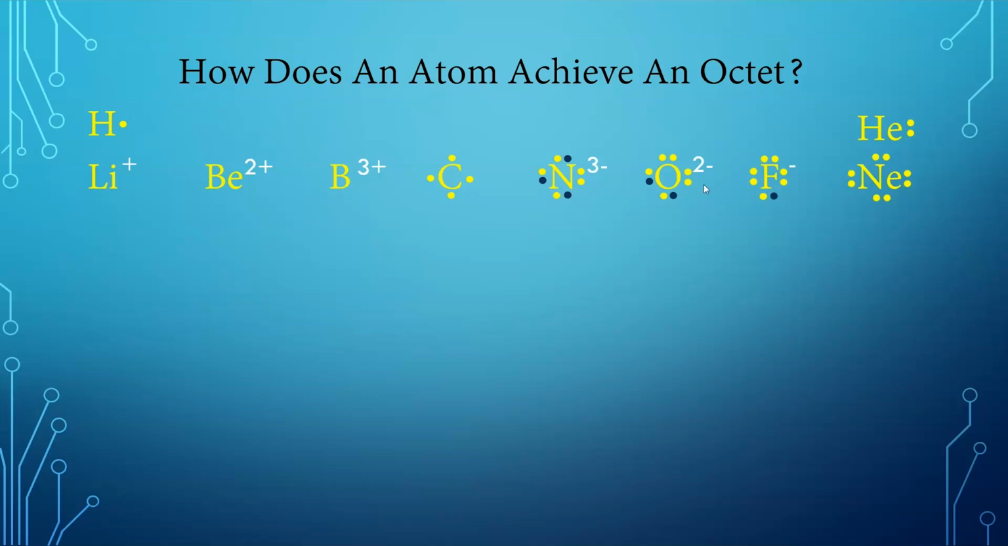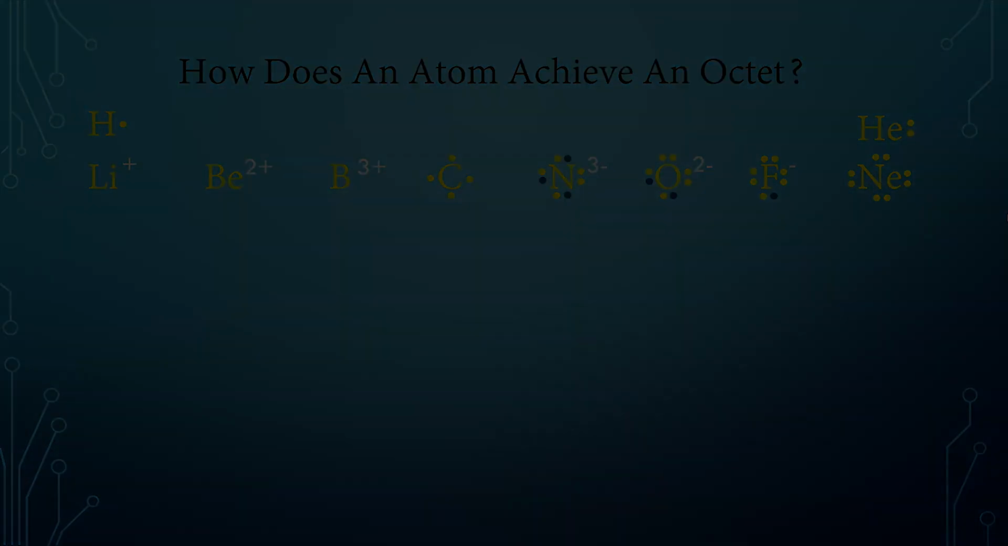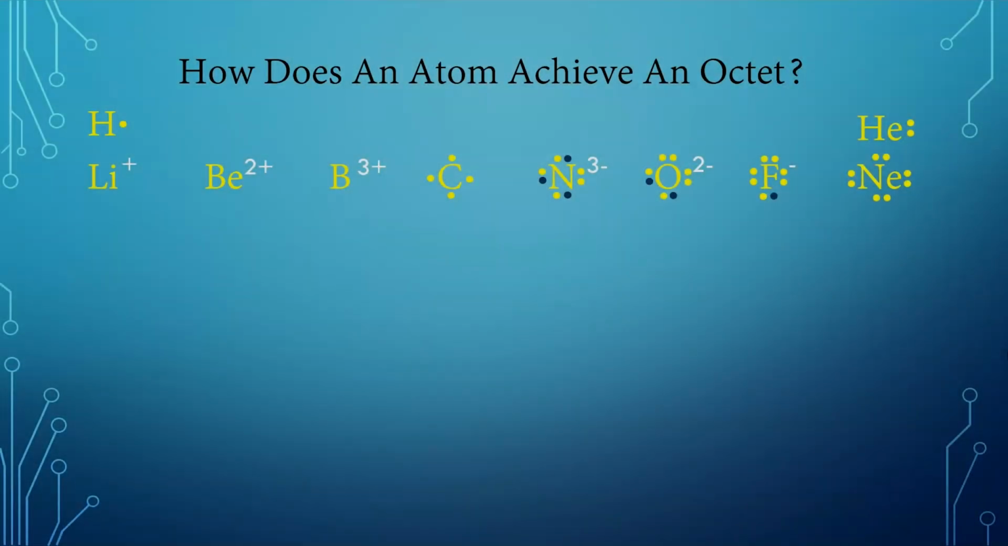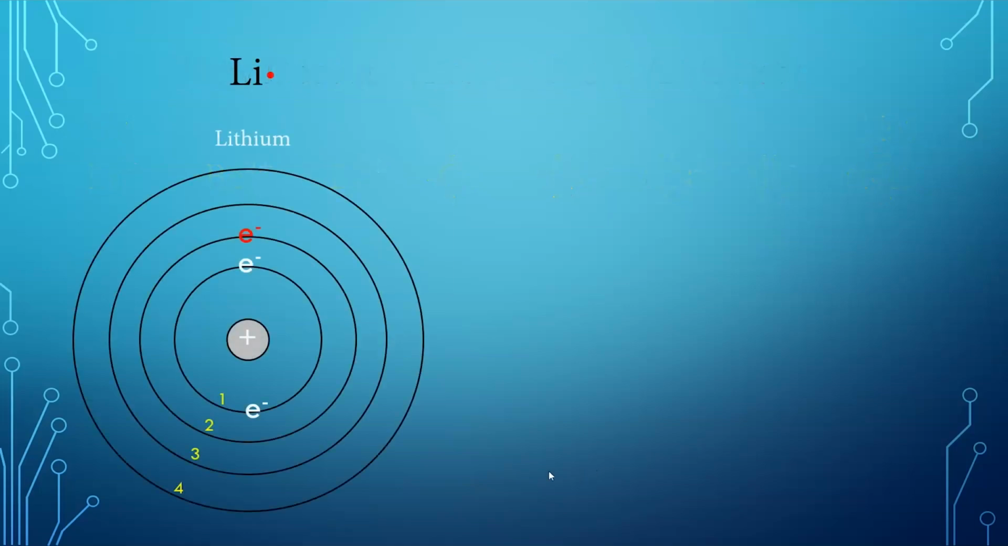As you go down each of these groups, they'll do the same thing because everybody in the group has the same electron dot diagram to start with, and therefore they're going to want to do the same thing in their chemical reactions. Let's go ahead and look and see now how each of these elements accomplishes their goal. We'll start out with lithium.